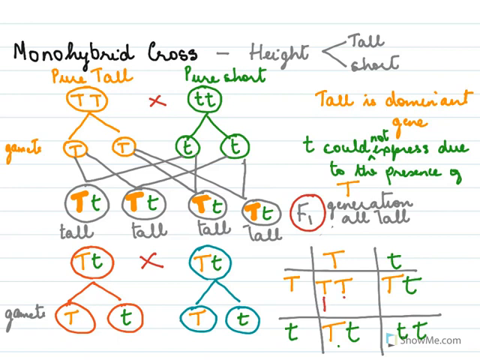In the first case we have T and T, and this would be tall. Here we have capital T, small t. This plant would also be tall. This next one will also be tall. And last, here we will have short, because both the genes are recessive, so it will be short. So in this case we have 3 tall and 1 short. So the ratio is 3:1. 3 tall, 1 short.